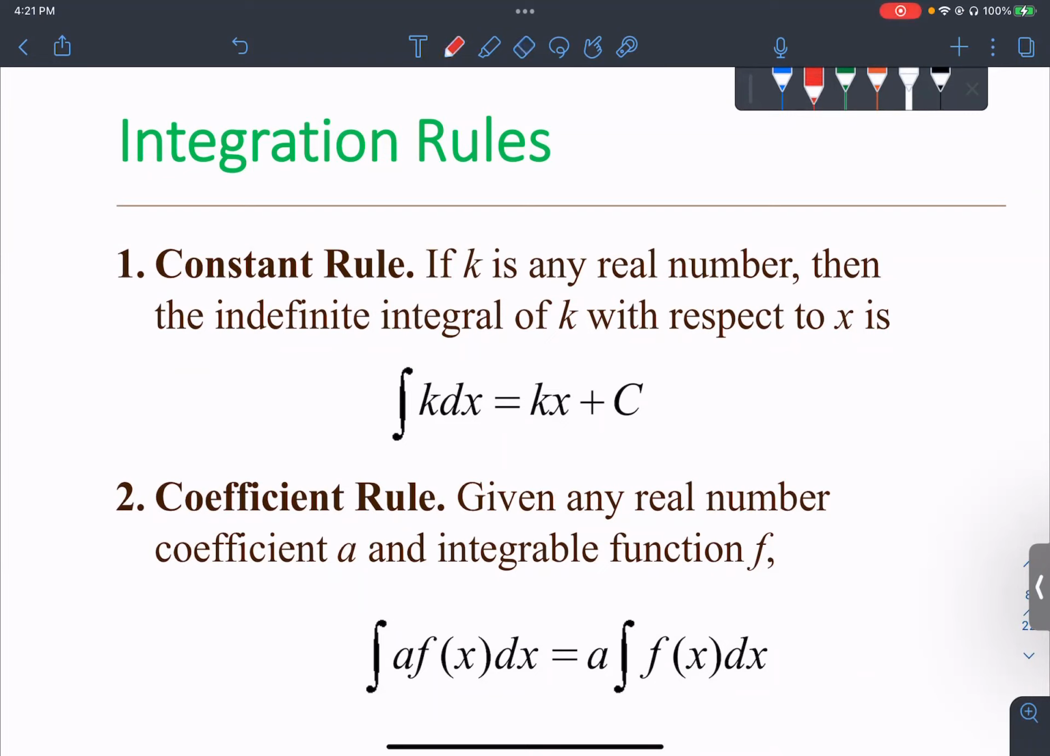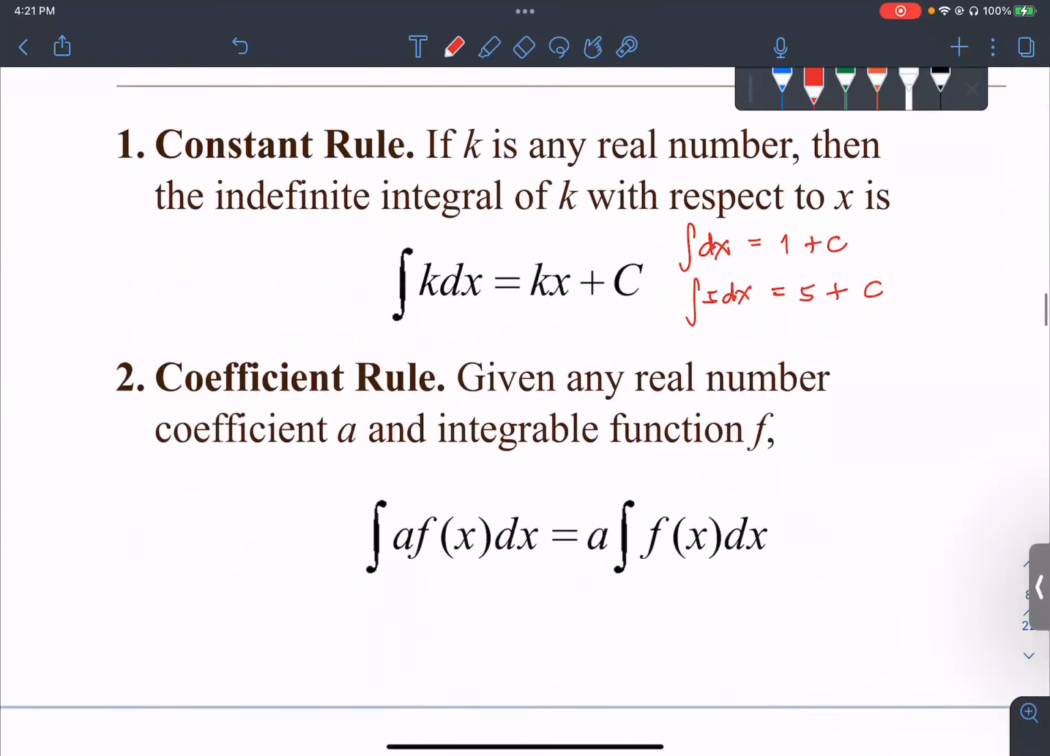So let's say we just have, what's the integral of dx? The integral of dx, k here is equal to 1. Therefore, this is x plus c. Let's say k is 5. So the integral of 5 dx would just be 5x plus c. So that's on how to use the constant rule.